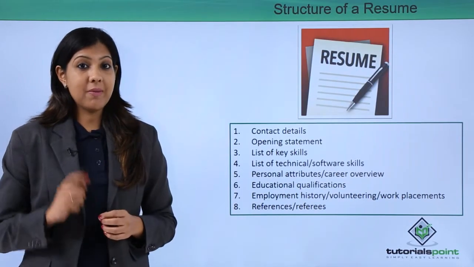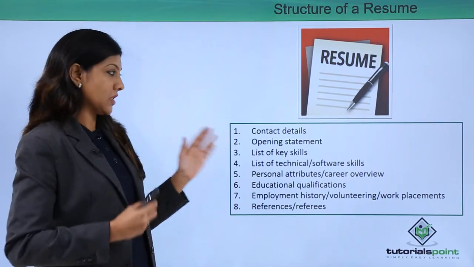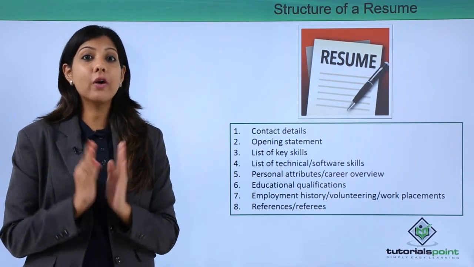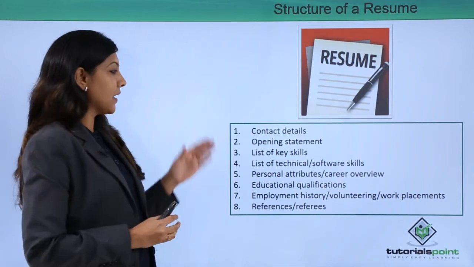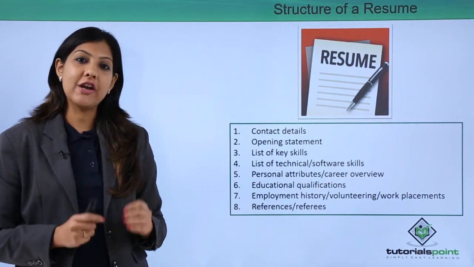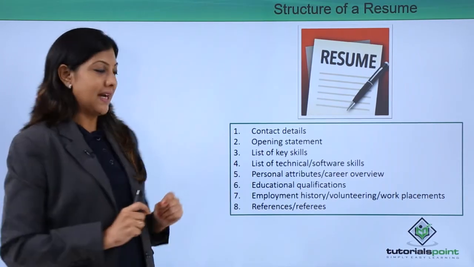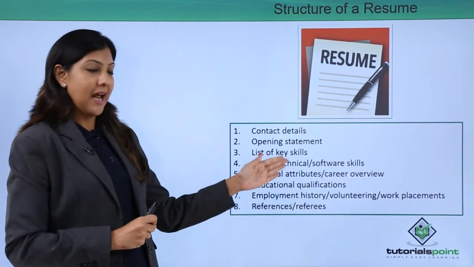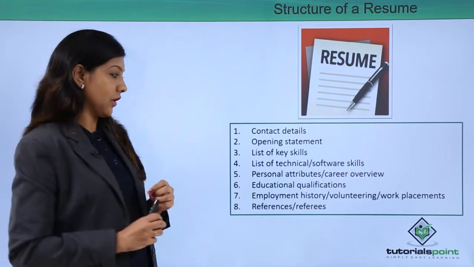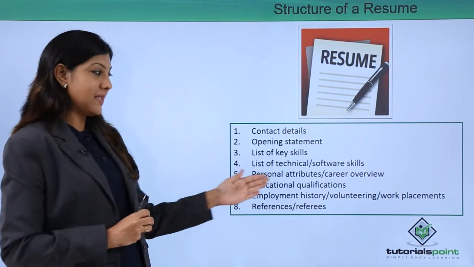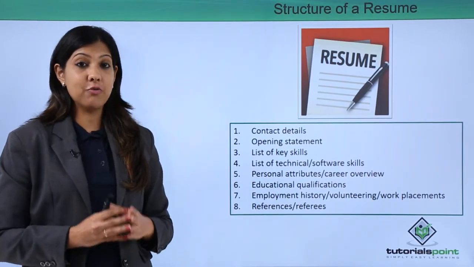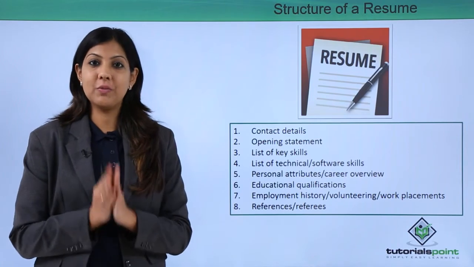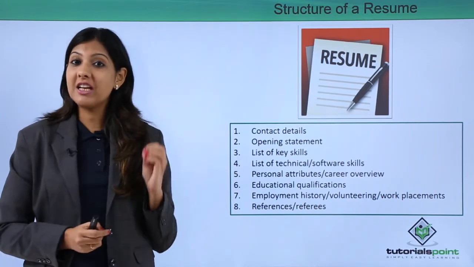Certain things that we need to keep in mind in terms of the structure: you should definitely have your name and your contact details. There has to be an opening statement about you as a person, what you believe in and what your overall career goal looks like. Third is having a list of key skills. What are your key areas of expertise? Your key skills should be highlighted. Then a list of technical or software skills. You also need to have your personal attributes, or your career overview, as one part of the structure. Your educational qualifications, your employment history, where all you have worked, whether you have done any kind of work for NGOs or voluntary work, as well as certain references in a resume. Always highlight your resume in a nice manner. So these are certain things you should definitely have on your resume.